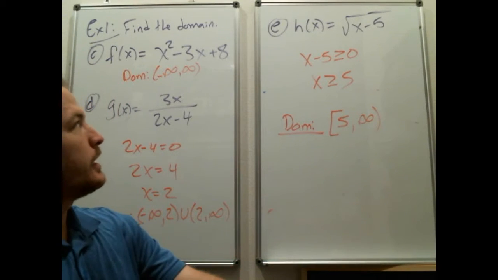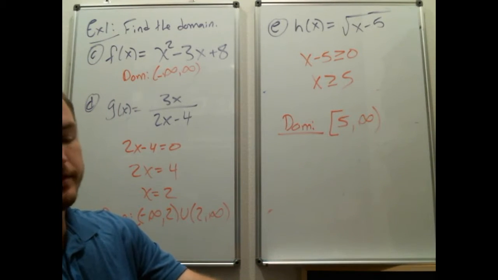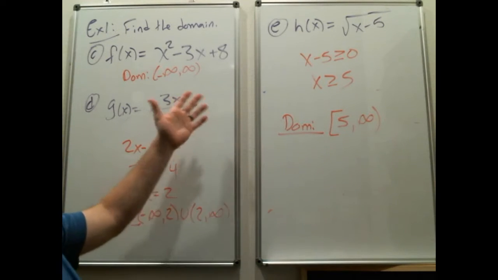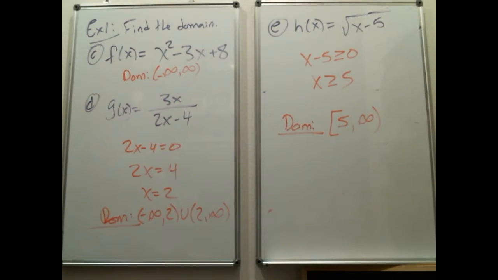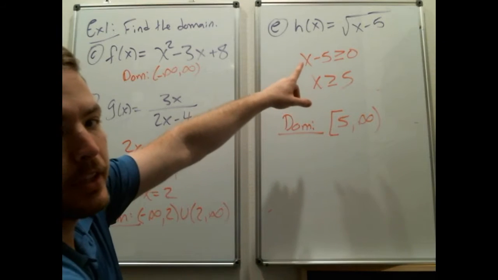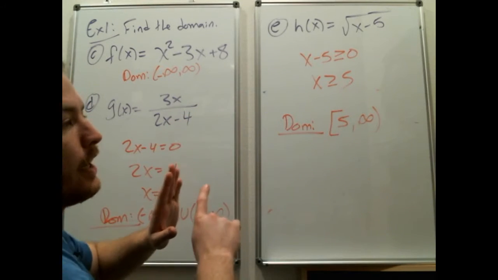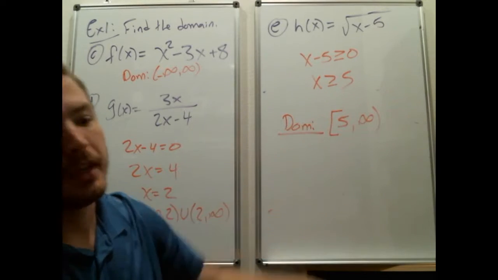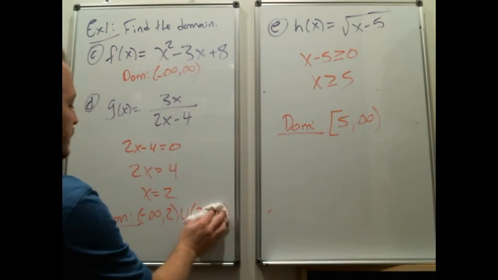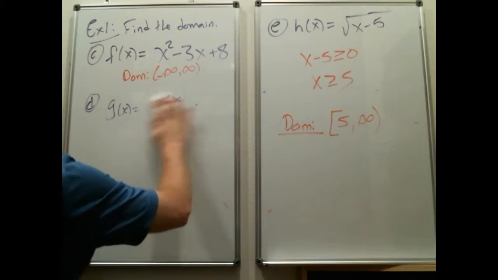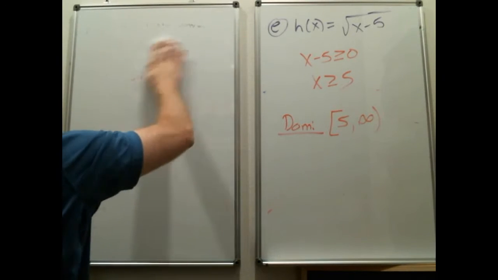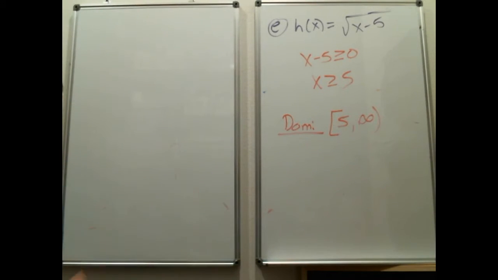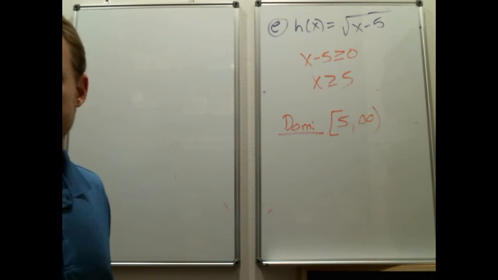One last note here about domain and range, in particular domain on these types of problems. You plug it in your calculator. You could plug part E in your calculator and you would see the graph starts at 5 and it keeps going to the positive infinity side. So keep that in mind. Jot that down as a reminder. You will be allowed to use the calculator, and so use it to your advantage.